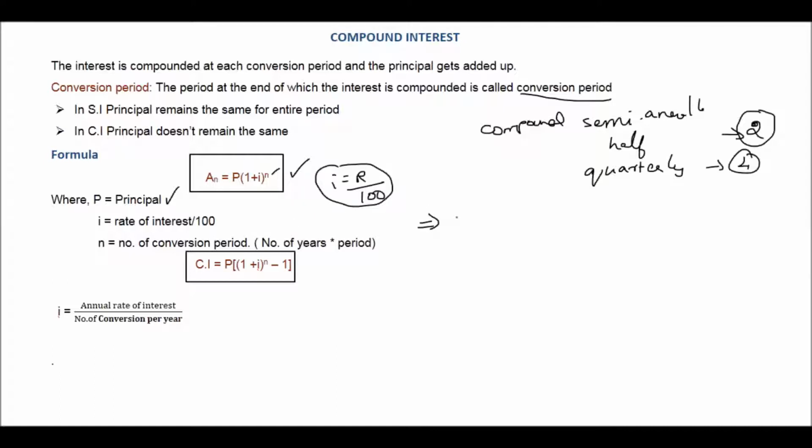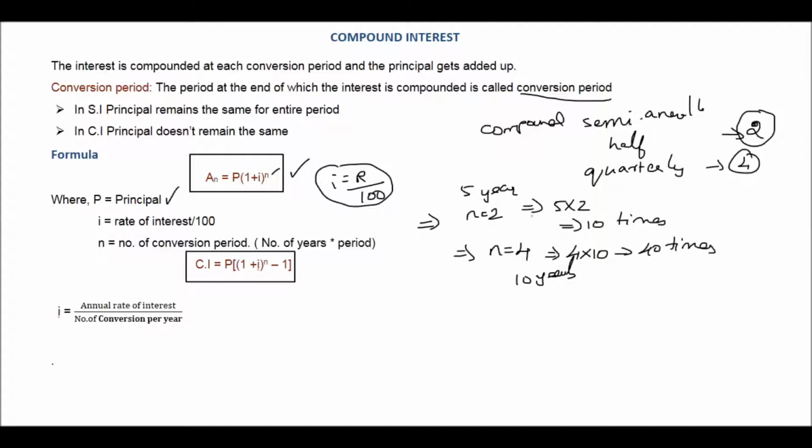Now, if I am telling compounded semi-annually or half-yearly, the conversion period is 2. And if it is for 5 years, 5 years means 5 into 2, 10 times it is compounded. Now if I am telling quarterly, it means 4 times in a year. So if I am telling 10 years of quarterly compounding, it will be 4 into 10, 40 times it is compounded. This number of periods, number of years into periods per year, you are going to use with the formula.